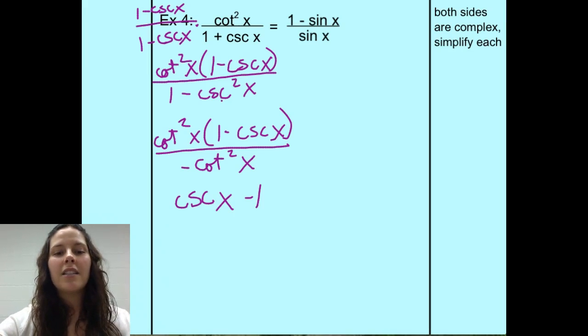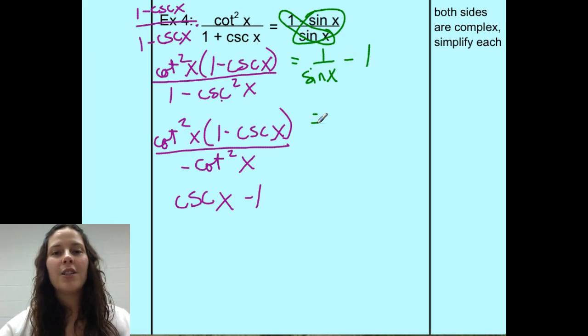With this one, I can split this up with the butterfly method because we've got one term in the denominator. So I have 1 over sine x minus sine over sine, which is 1. 1 over sine x, the reciprocal of sine is cosecant. So we have cosecant x minus 1, which does equal how we simplified our left-hand side.